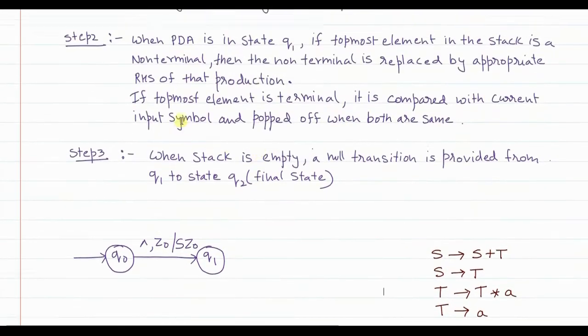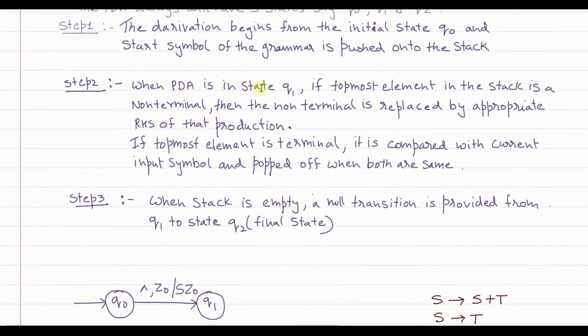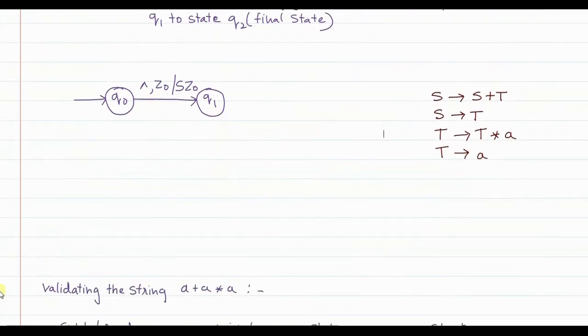So in step 2, when the PDA is in state Q1, if the topmost element of the stack is a non-terminal, then the non-terminal is replaced by the right hand side of the production. And if the topmost element is a terminal, then it is compared with the current input symbol, and if they are the same, then they are popped off. Now the very first production that is given to us is S gives S plus T.